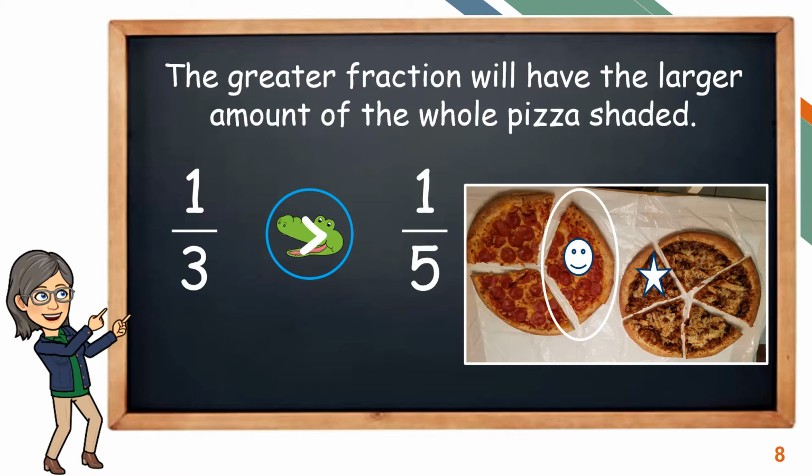So the greater fraction is actually the one with the smaller denominator. I would rather have 1 out of 3 slices than 1 out of 5 slices of pizza, wouldn't you? Turn and talk with a friend to explain why, if I am very hungry, I want 1 out of 3 slices instead of 1 out of 5.